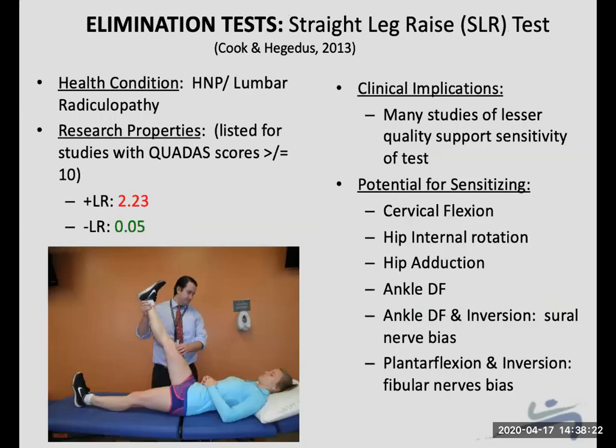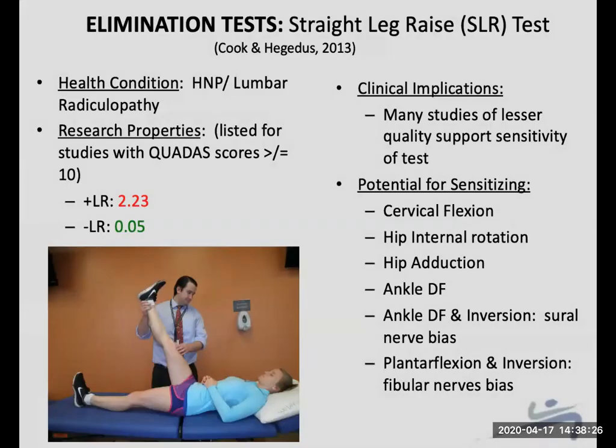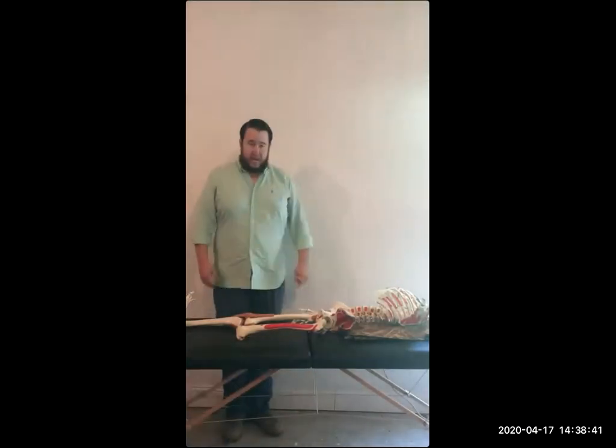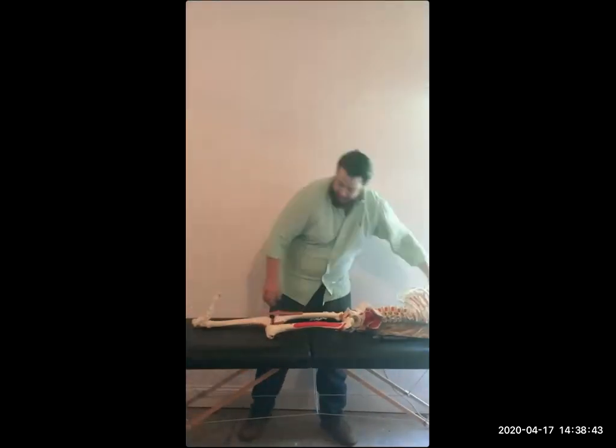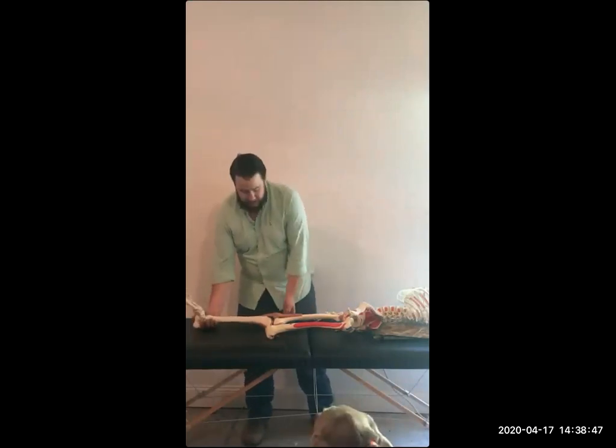So next, our straight leg raise test. Okay, our straight leg raise test for radicular pain and radiculopathy. So we've got our patient lying here. We're going to grab underneath the leg.